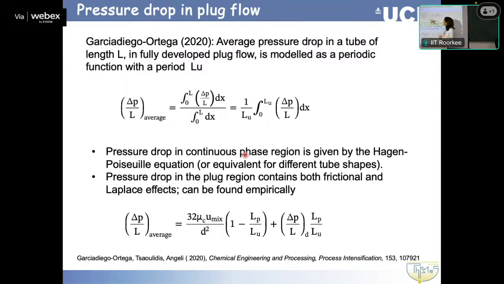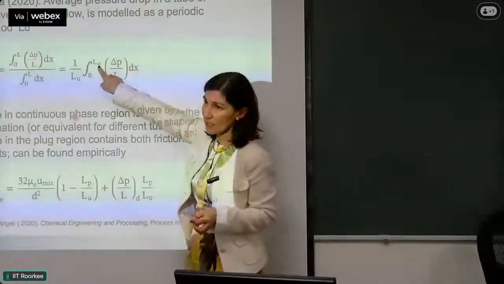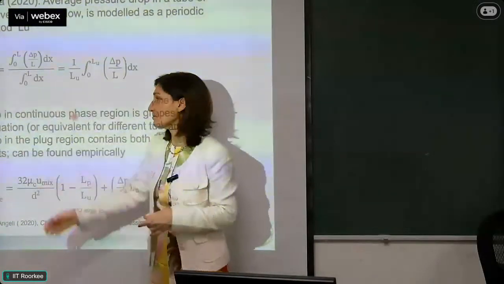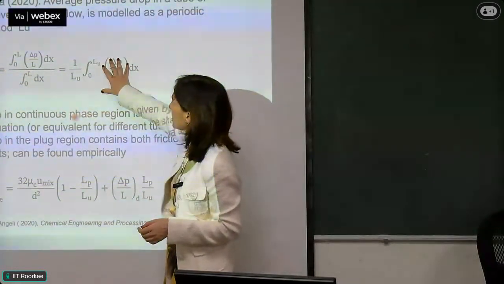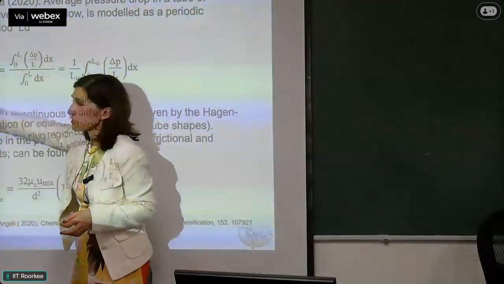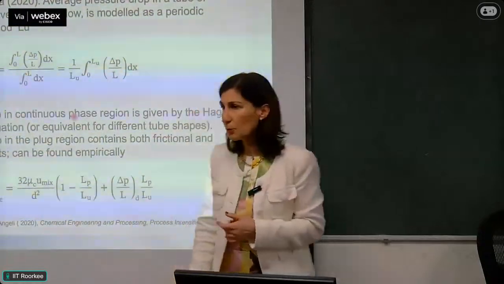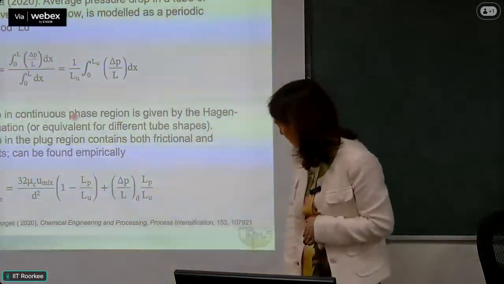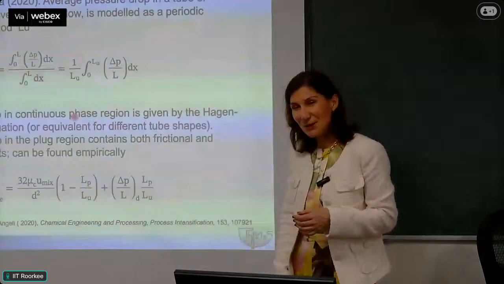The other thing that we did here that I've written is that if you want to have the average pressure drop in the tube, not the total, the average pressure drop, then because the flow is periodic, we can use this correlation to calculate it. It's basically calculated from the pressure drop in a unit cell, because the unit cell is repeated. So the pressure drop that the unit cell gives you is the same as the average pressure drop in your tube. I went a bit faster in the end, I'm sorry.